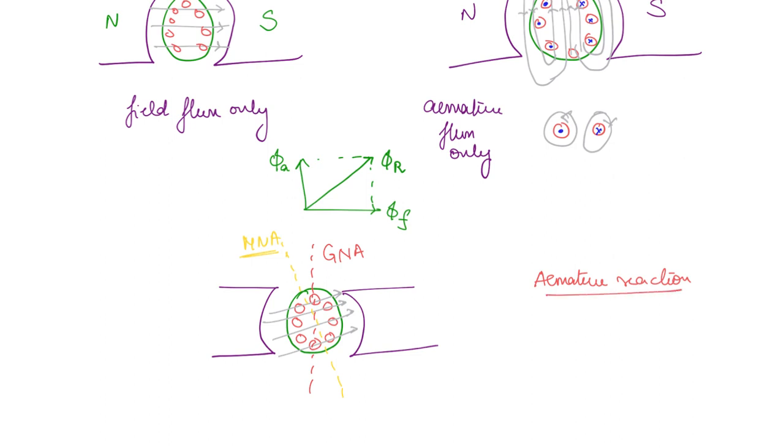Now what are the effects of armature reaction? The first one is the shift in magnetic neutral axis, right? Shift of MNA. Now what is the problem with that? We will discuss. Okay, this is the first problem, and the second problem is the weakening of the field flux. Okay, first we will discuss the shift of magnetic neutral axis. What is the problem if the magnetic neutral axis is shifting?